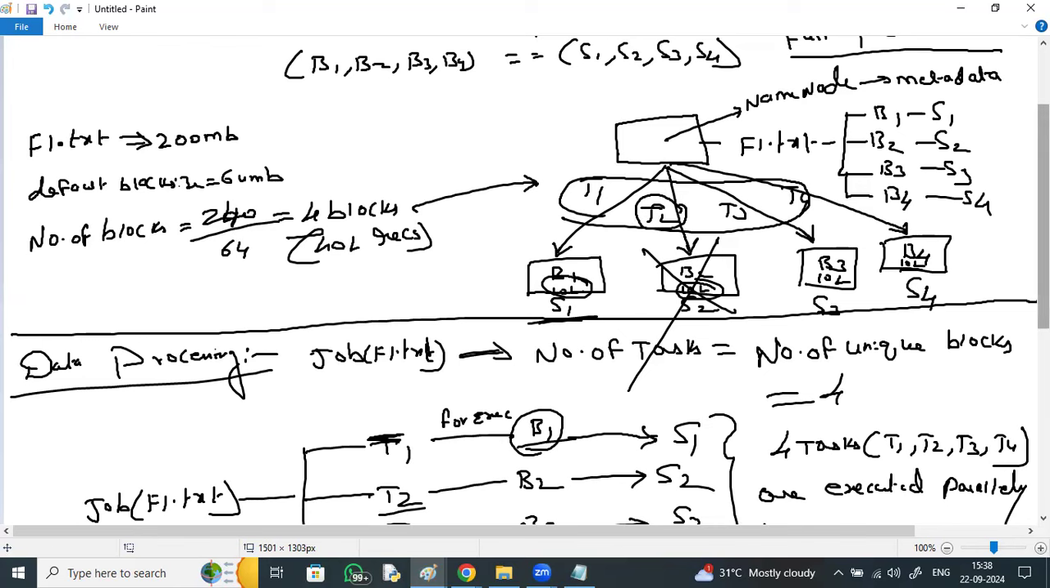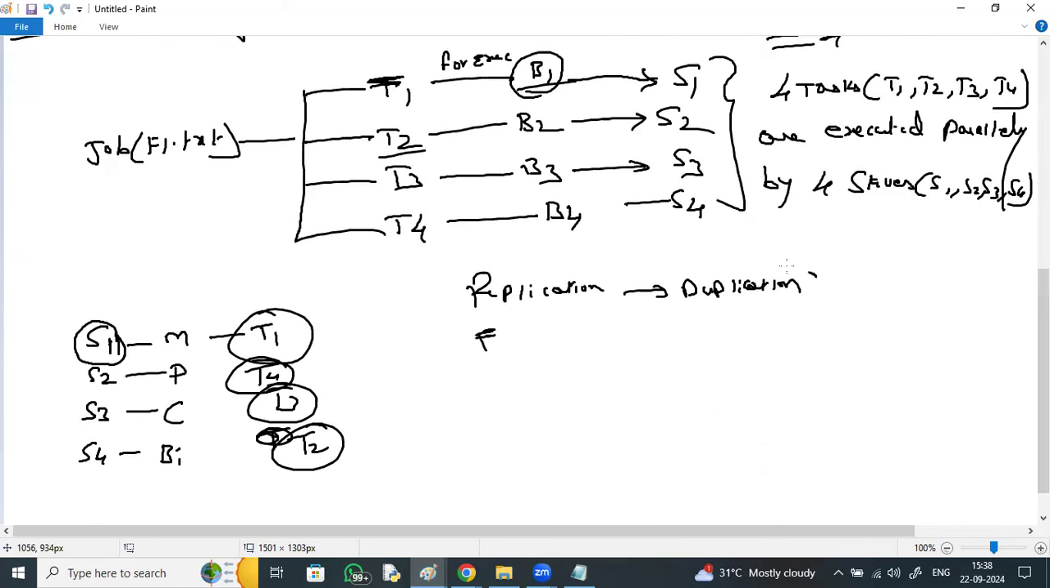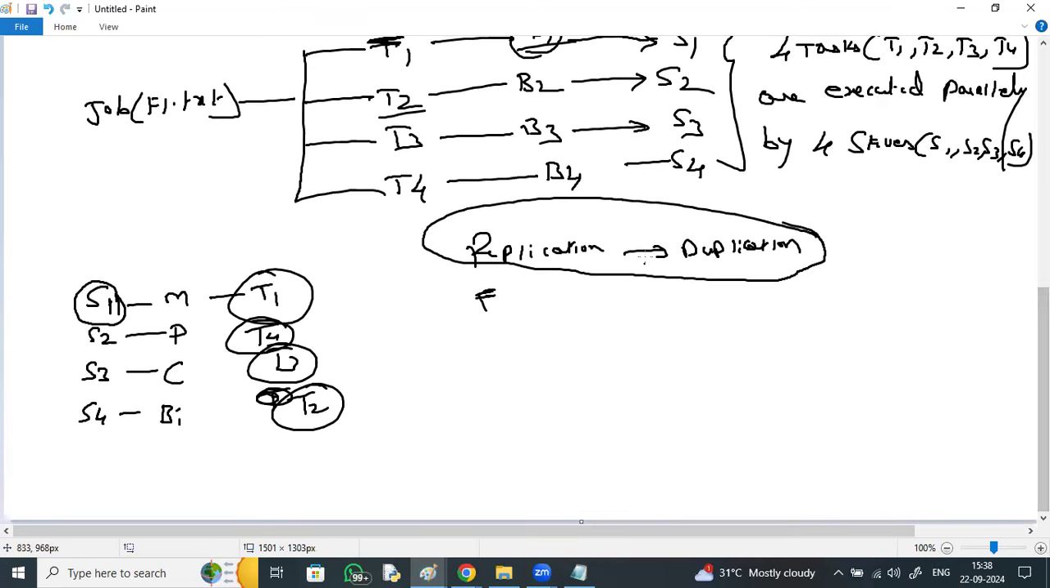So in such a way, I'll be discussing replication and duplication in brief. Replication, duplication in Hadoop: the default number of replicas is 3, which means 3 times duplication is allowed, 3 times replication is allowed.